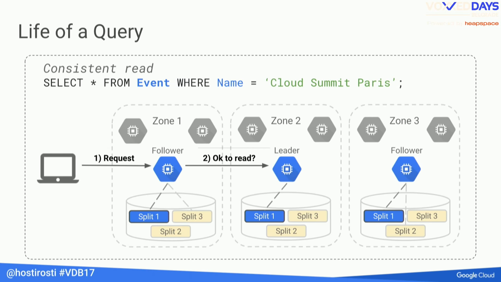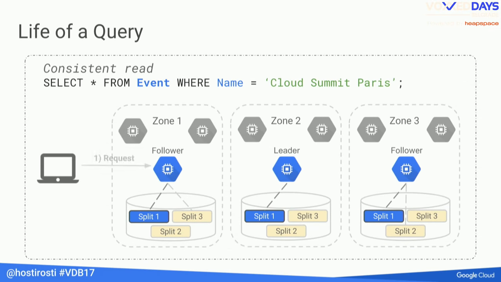In that case, what the follower is doing in this Paxos group, since we want to have a consistent read, is asking the leader of this Paxos group, hey, am I up to date? If the leader responds with, yeah, that is my last timestamp that I have for this data, the follower compares and says, okay, I have the latest data and can return the data to your client.